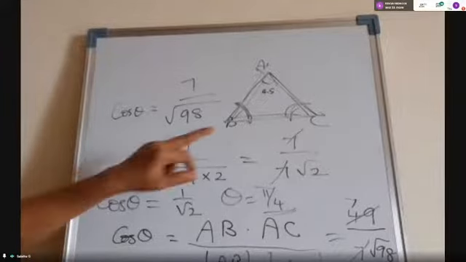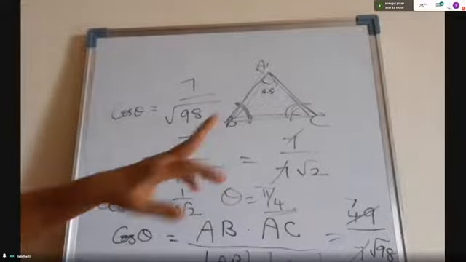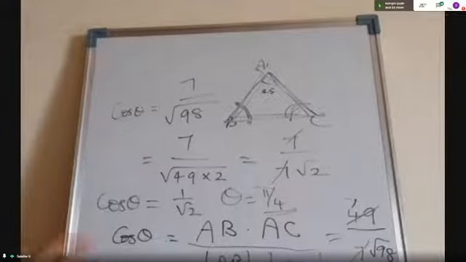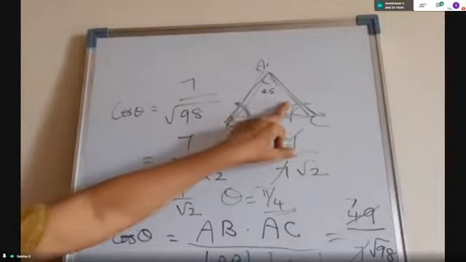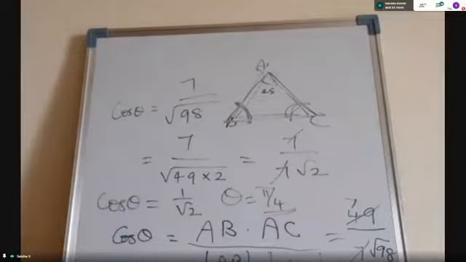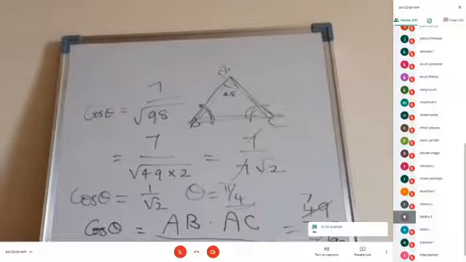If you find angle B, you can easily find the third angle without the dot product, because the total angle is 180. Suppose the next angle is 80. What about the other angle? You can find 180 minus (80 plus 45). The third angle needs no dot product method.